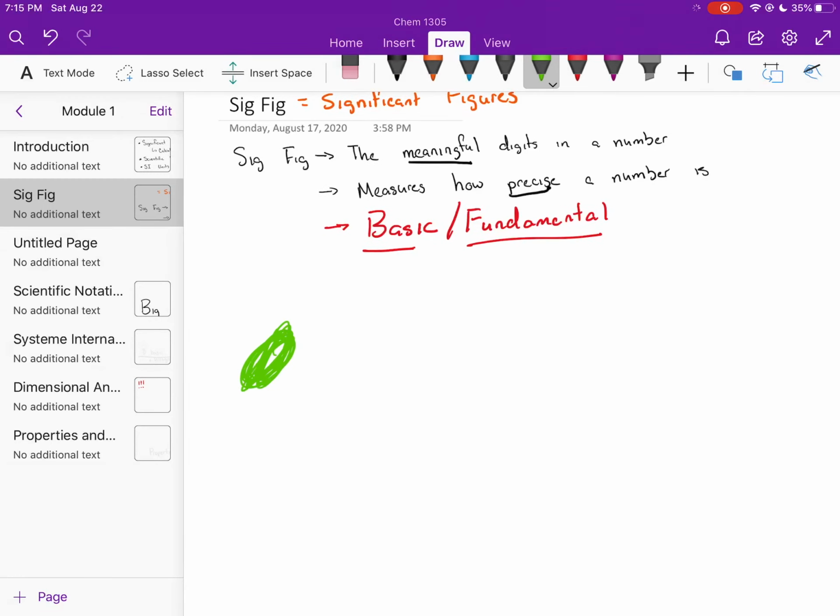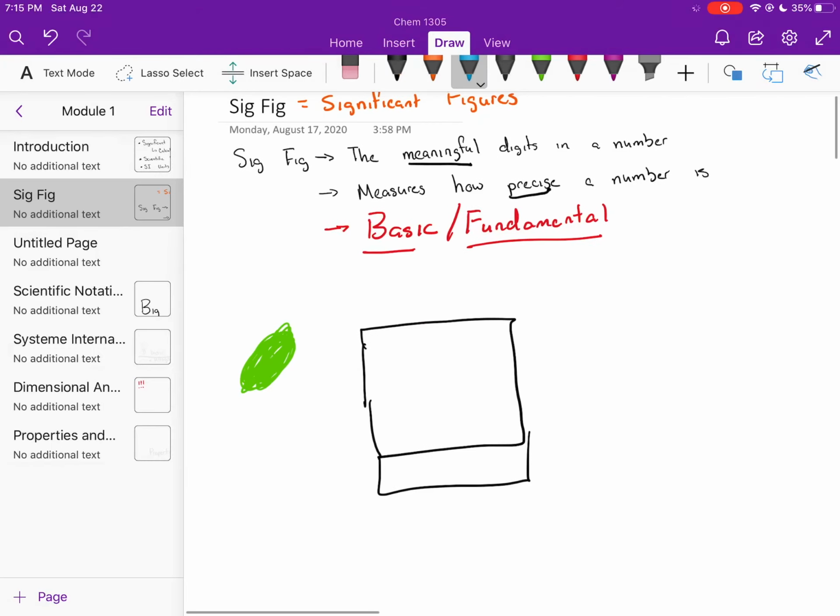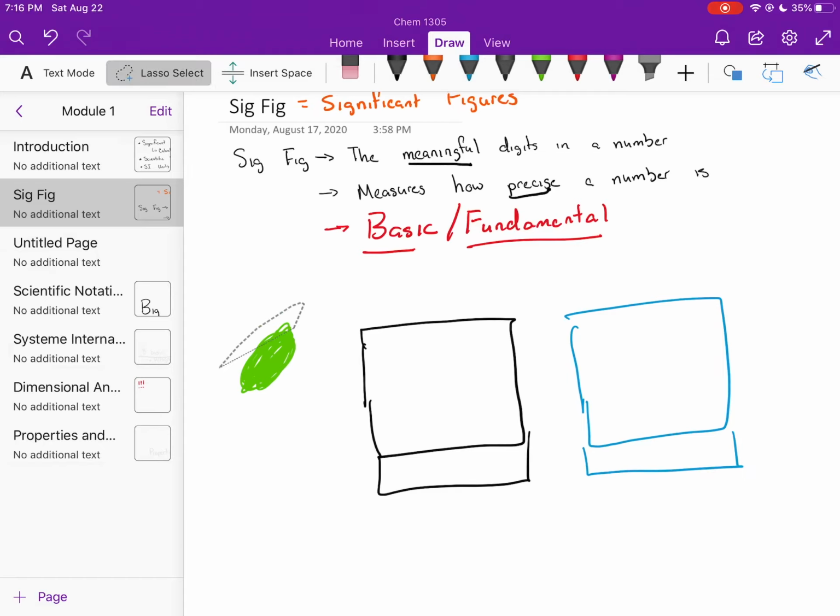Say we're going on a hike, right? Going on a hike and we find this cool green rock. Take it home. We actually have two scales at our house. We have a black one and we have a blue one. So we put our rock on our first scale, which is the black one, and it says 5 grams. Pretty cool. Move it to the second scale, and it shows that it has 5.032 grams. Right? So which is more precise?